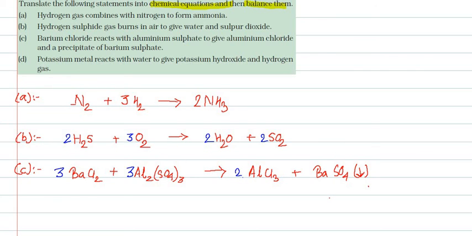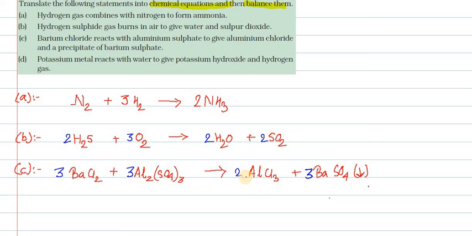3 will cancel and we are left with 2, and then this will become 3 times BaSO4. Now let's count the number of atoms again. So barium is balanced and chlorine is balanced. Now let's move on to aluminium. Number of aluminium on the left hand side is 6, but the number of aluminium on the right hand side is 2. So we have to balance this number of aluminium.